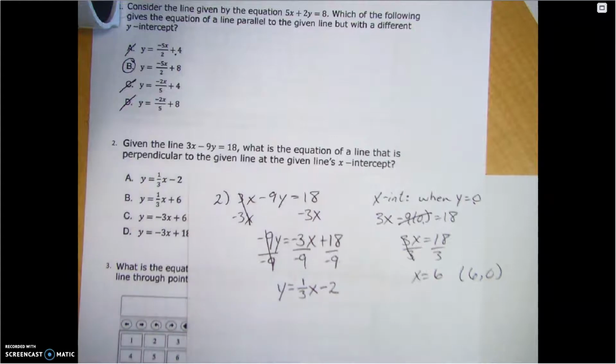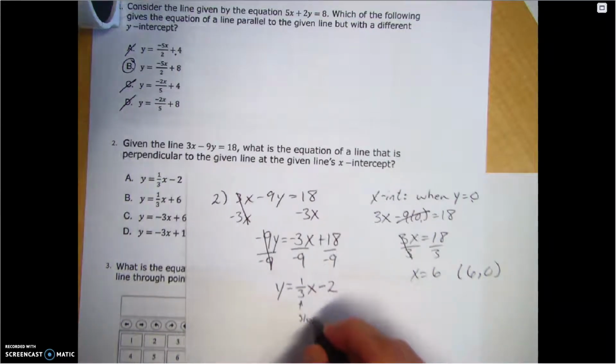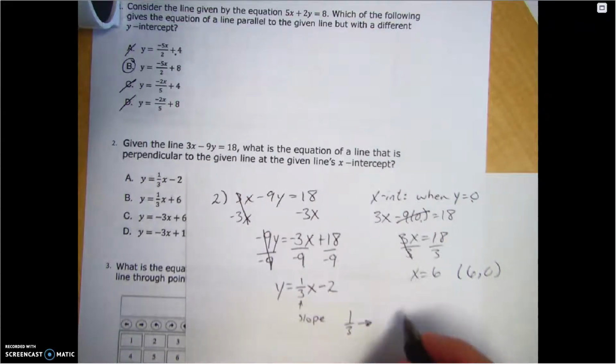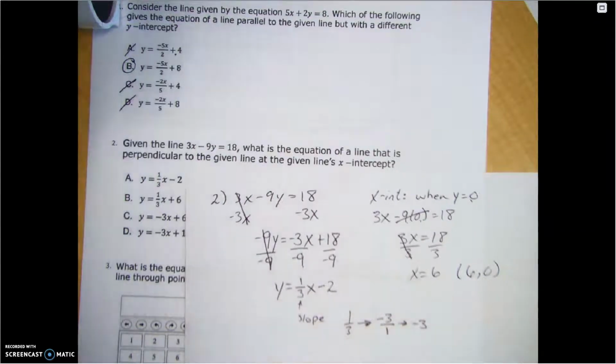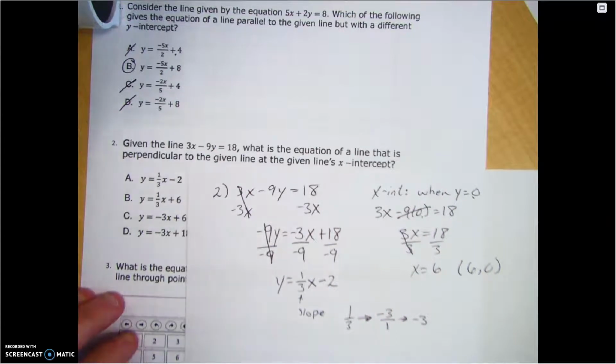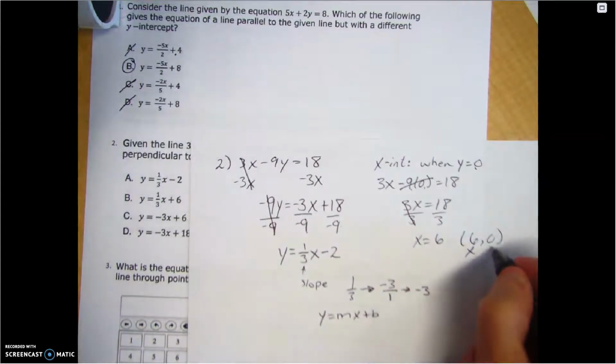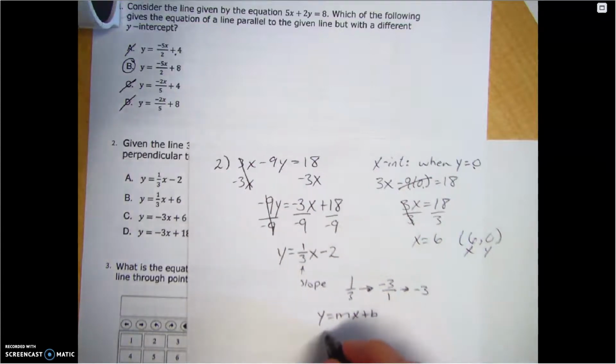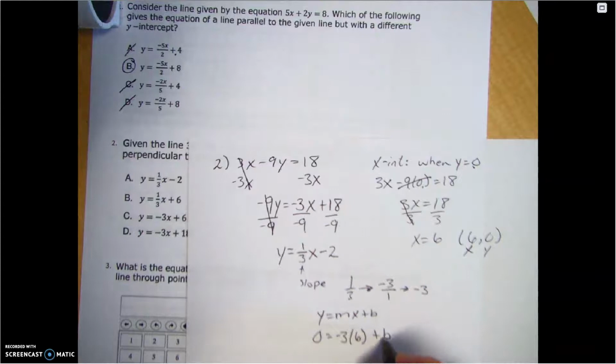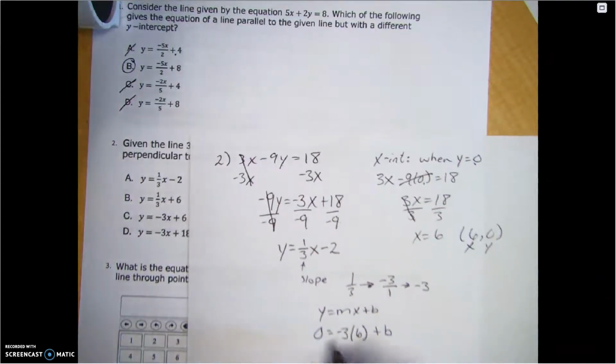Okay? If it says perpendicular, this is my slope. So I'm going to take my 1/3, and then I got to do opposite reciprocal, so it's going to be negative 3 over 1, which is just negative 3. So that's going to be my new slope. So I'm going to put everything into y equals mx plus b. But if I look up here, this is x, and that is y. So my y is 0. My m is negative 3. My x is 6 plus b. Now I need to solve for b.